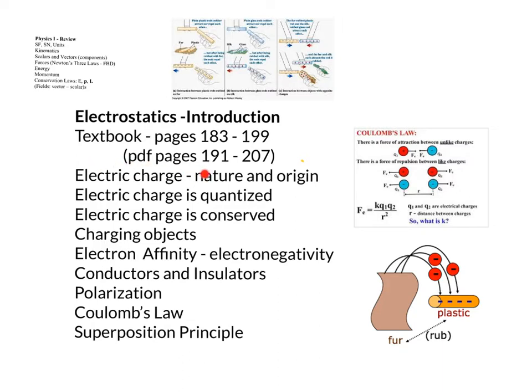So first of all, we'll talk about electric charge, its nature and its origin. We'll talk about the properties of electric charge. You need to know these 2 important properties of electric charge. It's quantized and conserved. I'll talk about that. How objects are charged, the term electron affinity and electronegativity, conductors and insulators, polarization, Coulomb's law, and the superposition rule. Those are the things I'm going to cover in this lecture.